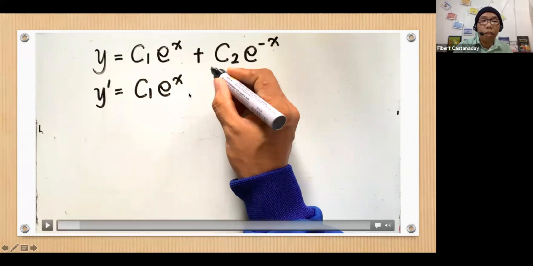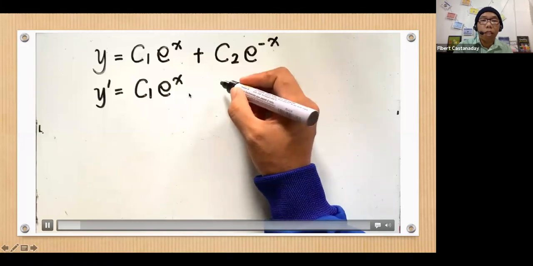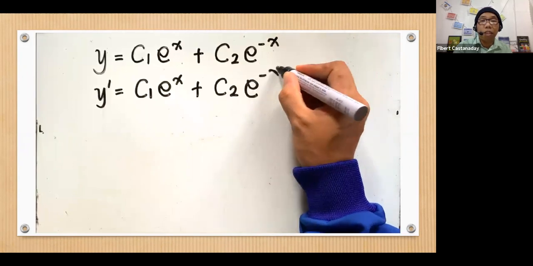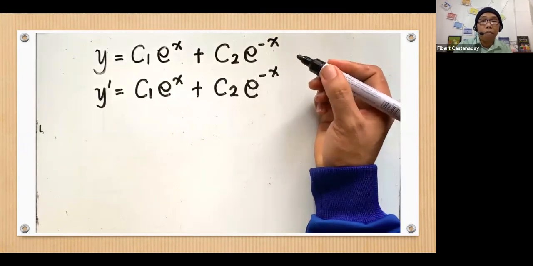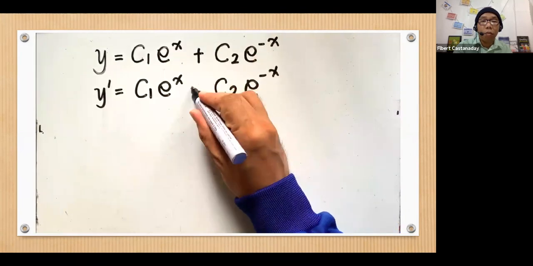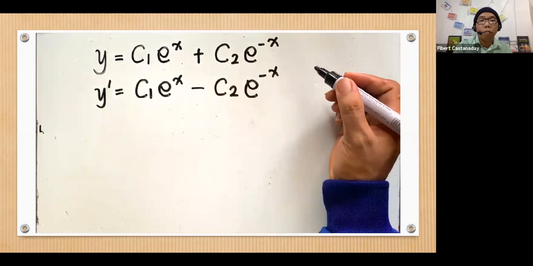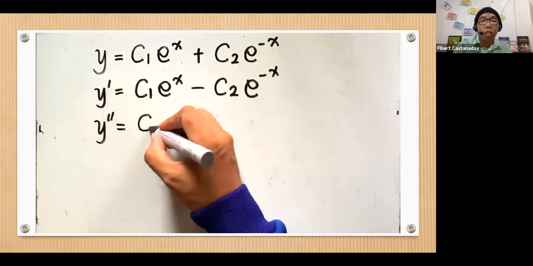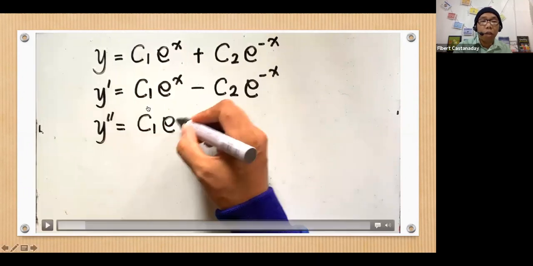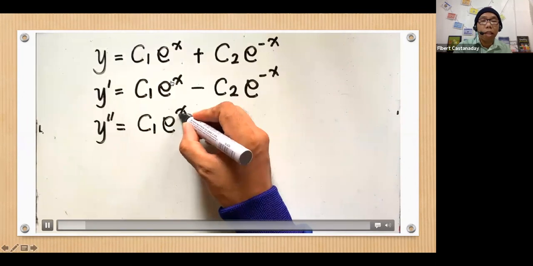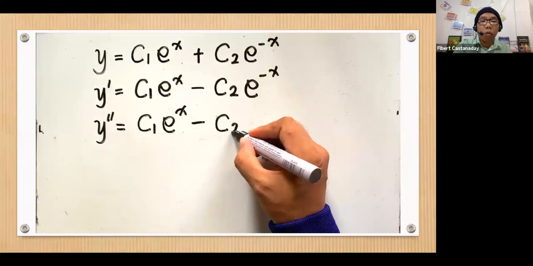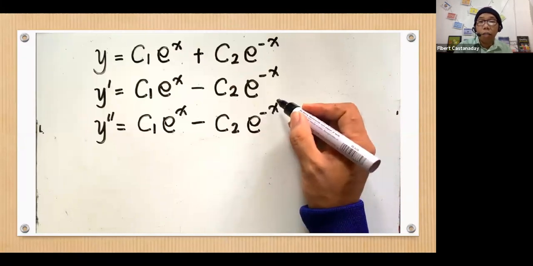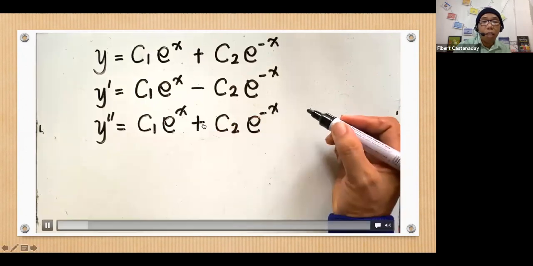Okay, let's proceed. Let's continue. So the second term we have c sub 2 e raised to negative x. Differentiate negative x, we will have negative 1. So you should put a negative sign here. Okay, this is the first derivative. Now we proceed to the second derivative. So y double prime equals, copy c sub 1, differentiate e raised to x, times 1, minus c sub 2 e raised to negative x, differentiate negative x, and that is negative 1. So negative 1 times negative gives a positive here.